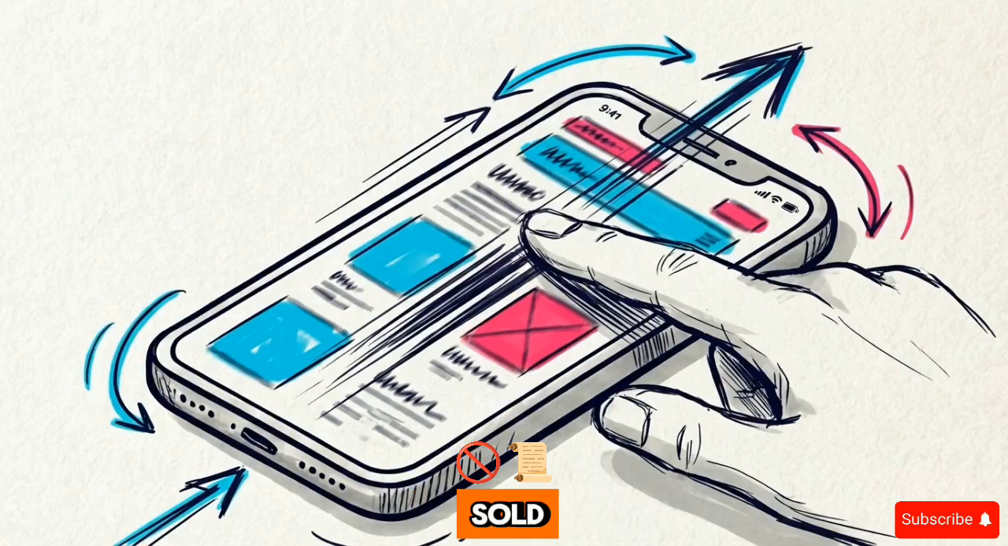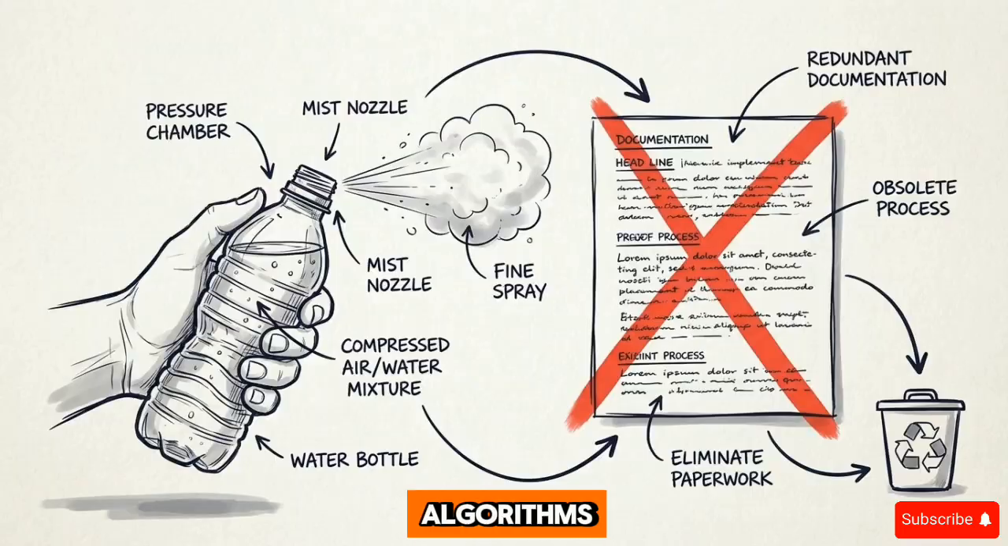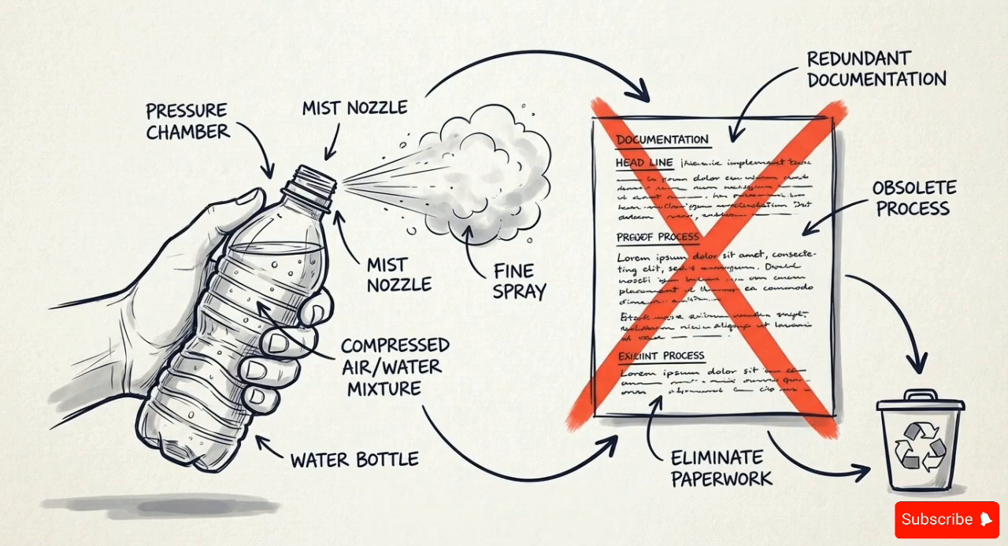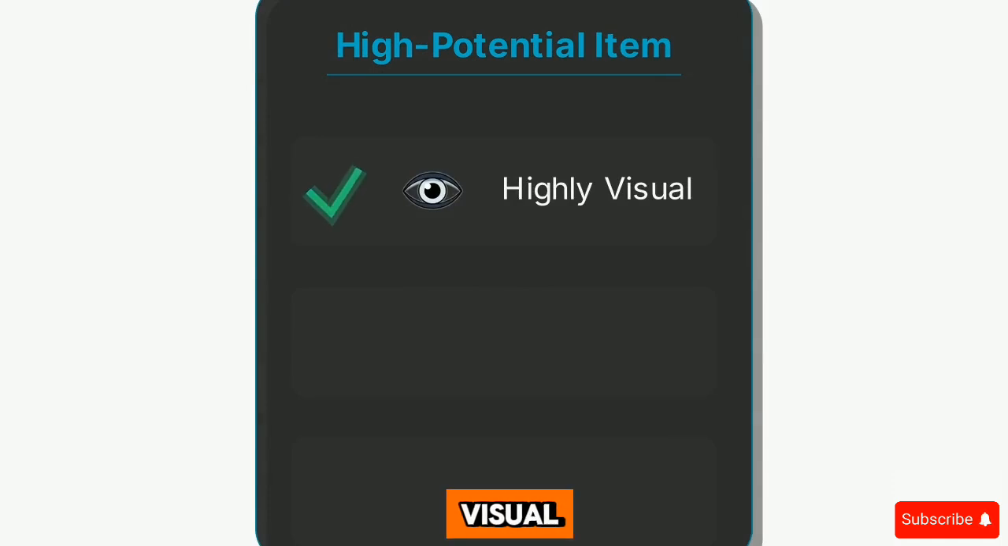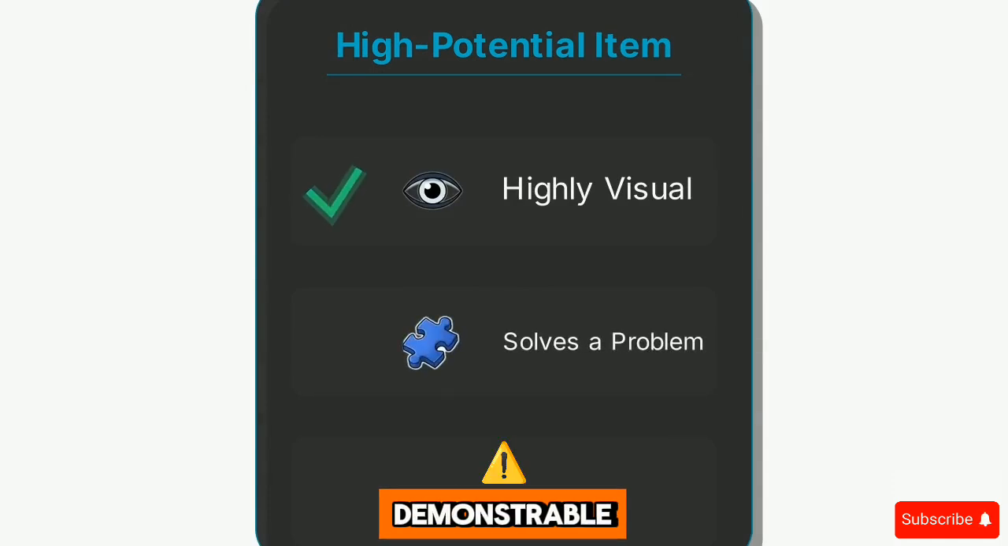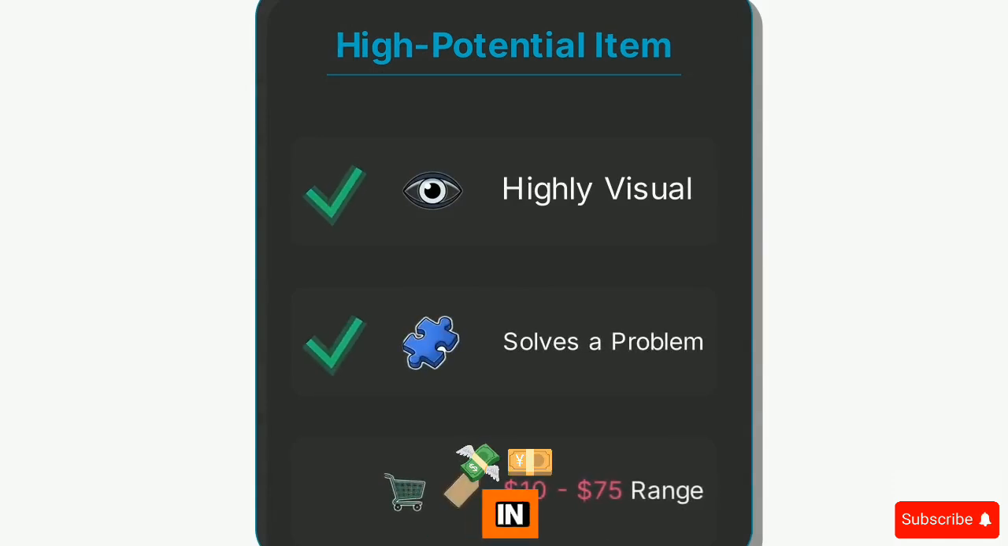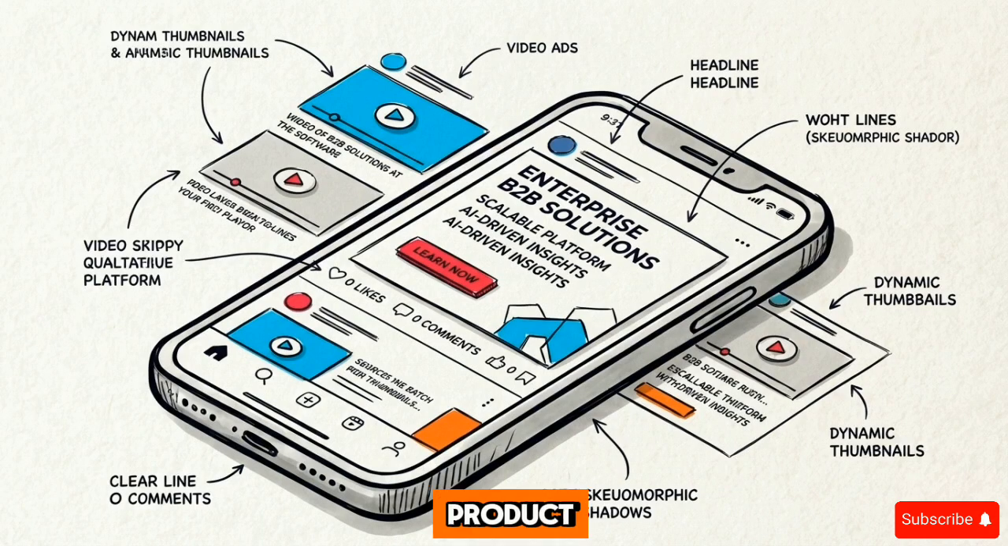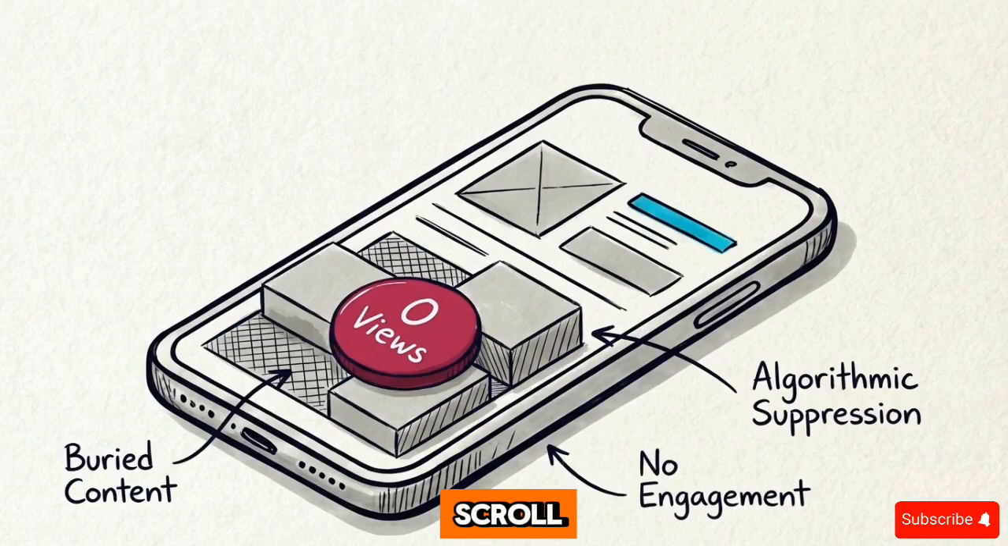Not everything can be sold in a fast-scrolling feed. Algorithms aggressively favor physical products that can be visually demonstrated in seconds rather than complex services requiring heavy reading. This diagram outlines the 3 mandatory traits of a high-potential item. First, it is highly visual. Second, it solves a clear, demonstrable problem. Third, it sits in the impulse price point range of $10 to $75. Trying to push a product that lacks these exact parameters creates heavy friction. The user will simply scroll past, and the algorithm will immediately bury the post.